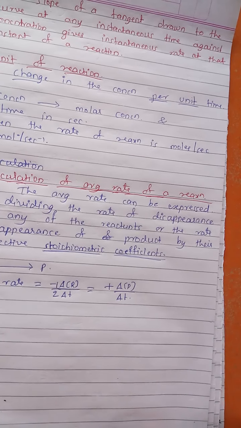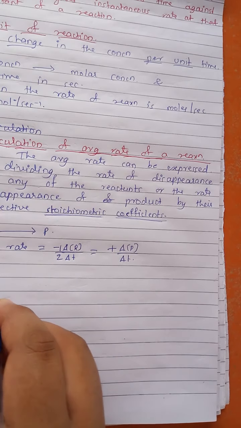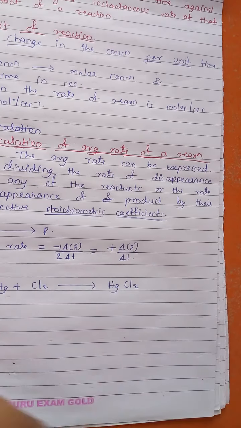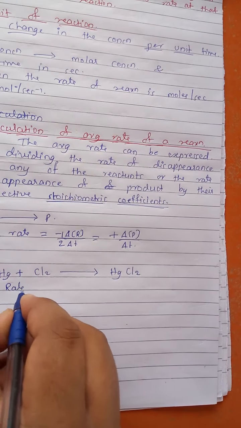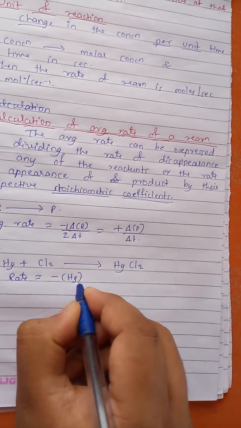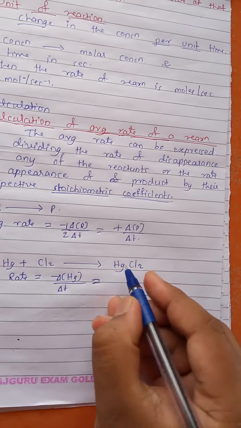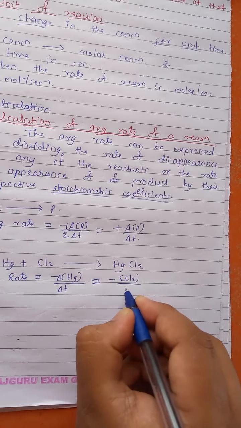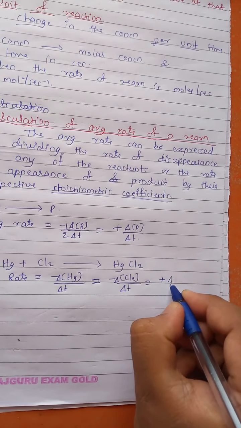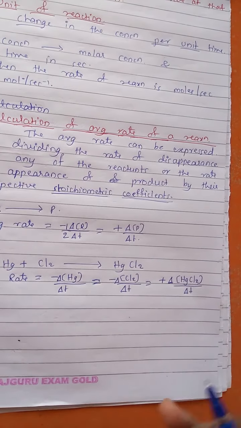This is the way of writing the rate or average rate of a reaction. Example, for a reaction Hg plus Cl2, for this reaction rate is equal to decrease in the concentration of Hg divided by change in the time, which is equal to decrease in the concentration of Cl2 divided by delta T, which is equal to increase in the concentration of HgCl2 with respect to delta T.